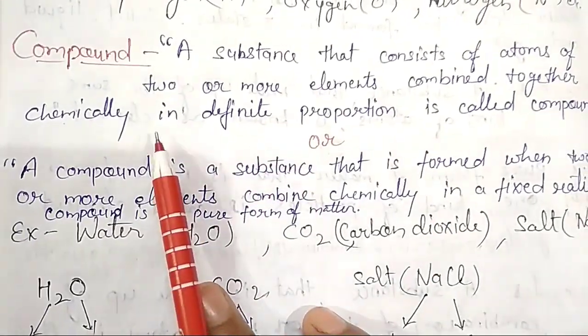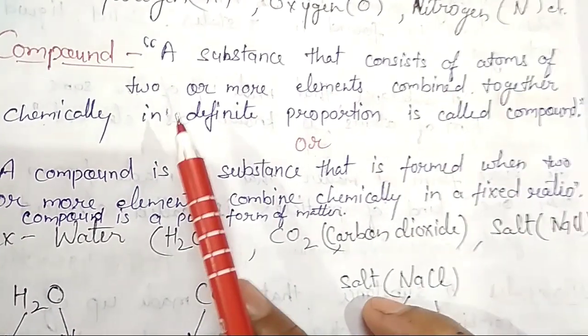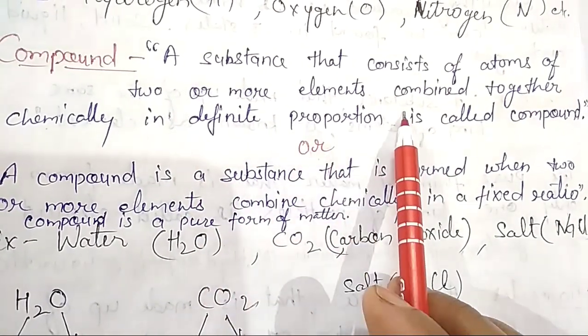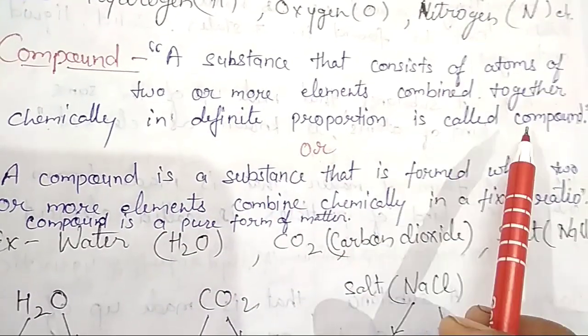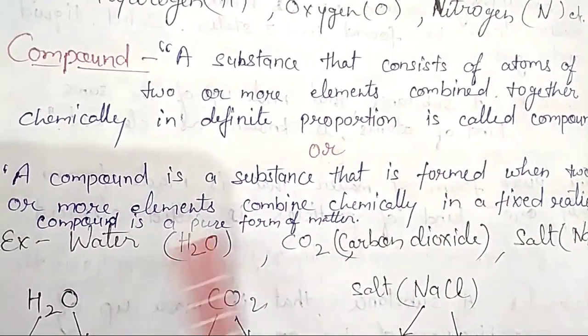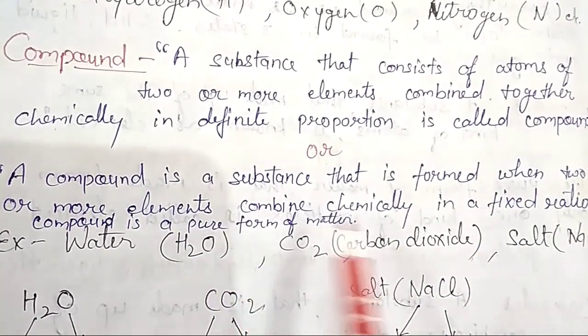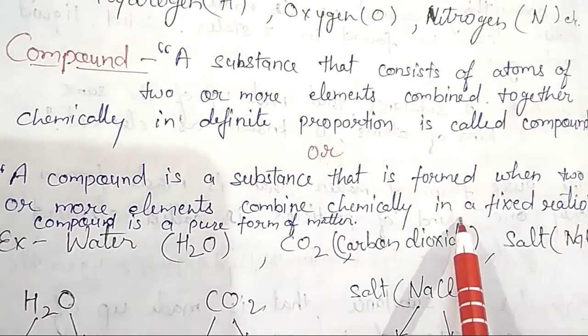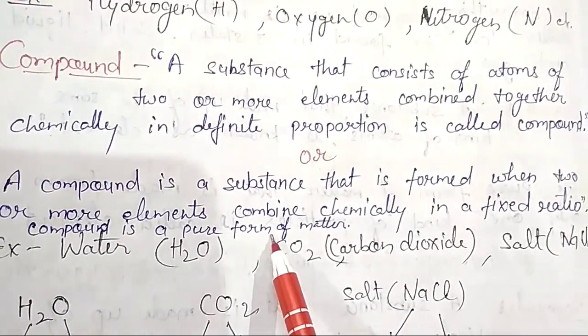Our next topic is compound. A substance that consists of atoms of 2 or more elements combined chemically in a definite proportion is called a compound. Or we can say a compound is a substance formed when 2 or more elements combine chemically in a fixed ratio. So a compound is a pure substance.